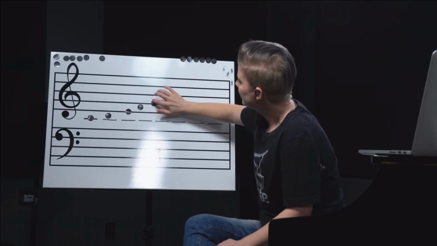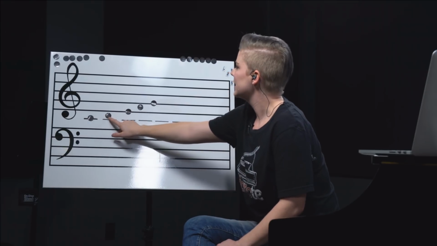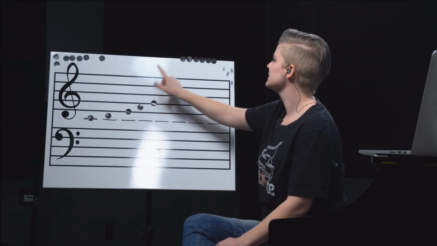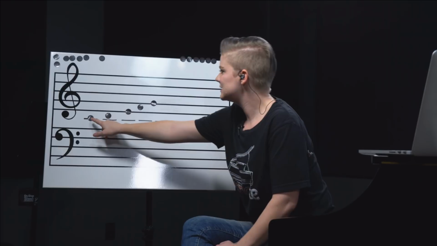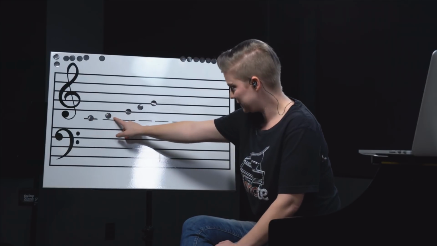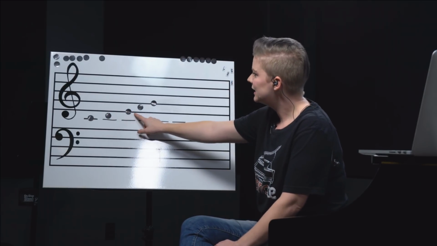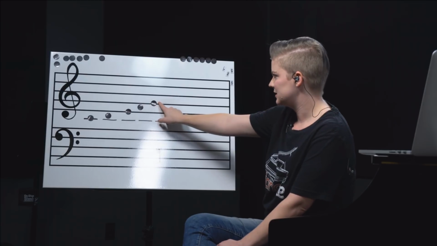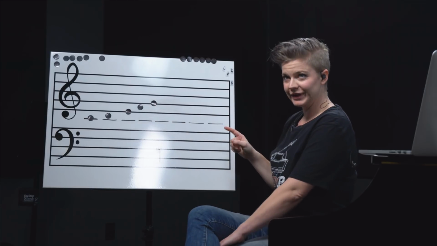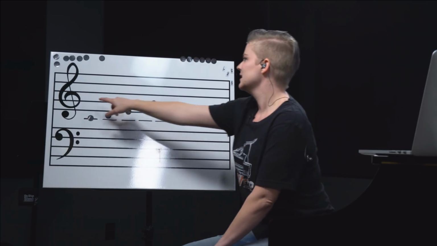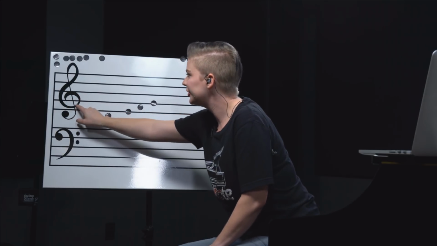We've got a line, a space, a line, a space, and a line. Now we know this is C, so therefore this must be D. This is E, this is F, and this is G. Now a really good trick for quickly identifying G is noticing the treble clef's curl.